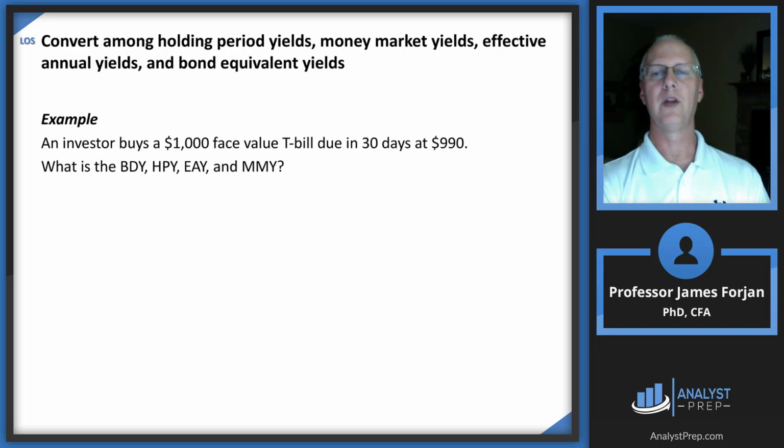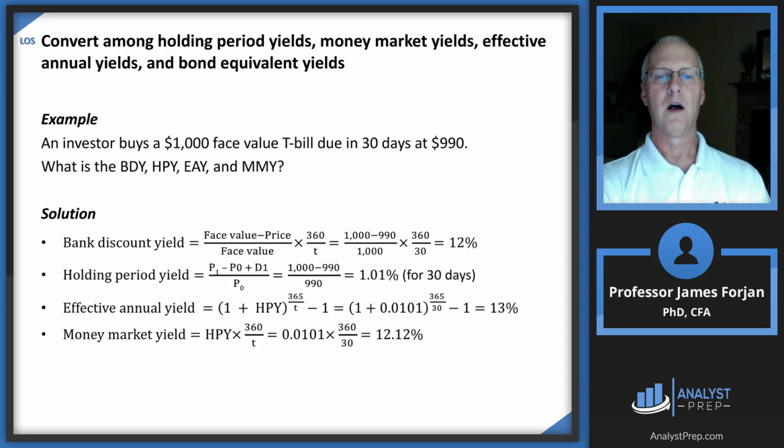So let's go ahead and do a problem here. Suppose we have a T-bill selling at $990, matures in 30 days. Let's compute all of those things. There are the formulas, and there are the inputs given. We have a $1,000 face value, a price of $990, and 30 days. So we're just going to input those into each of those formulas, and we're going to get 1% and 1.01%. That's 30 days, remember.